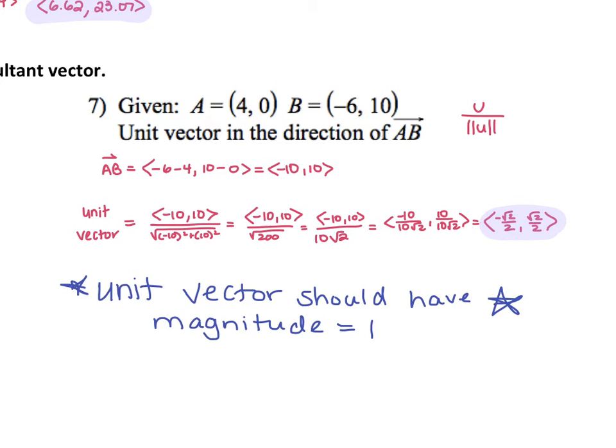So if I take this and I do the square root of a squared plus b squared, I should get 1. So unit means it's only 1 unit long.